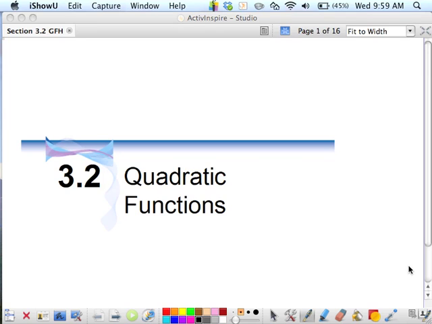Today we're going to talk about quadratic functions. Most of this you should remember from Algebra 2, but there are a few little things that you may not, so be careful, be attentive, and take good notes where you need to.